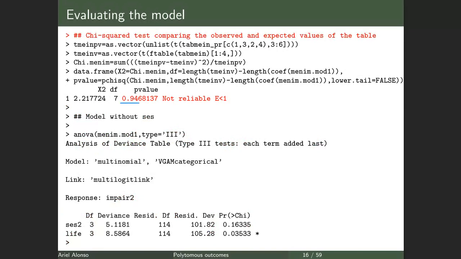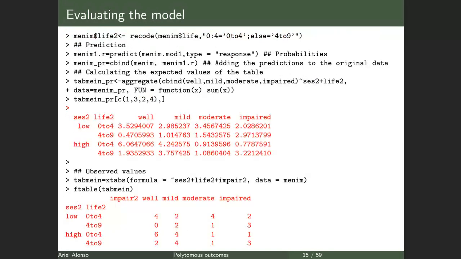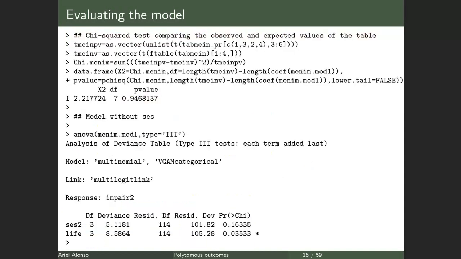Now, the test may not be reliable because, for the Pearson chi-square test to be reliable, all the expected frequencies should be larger than 1. And you see here that some expected frequencies are actually smaller than 1. So that may not be reliable. However, if I look at these two tables, I will not be extremely worried about the performance of the model. It seems to be doing well. And you see here that the p-value was indeed very large.